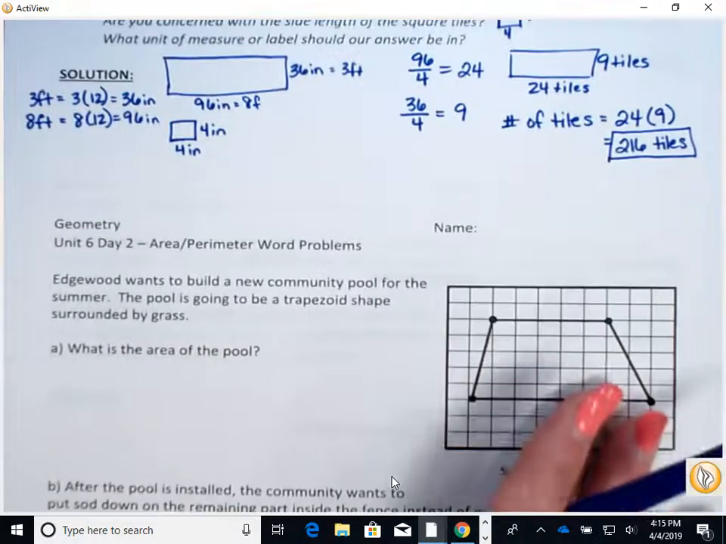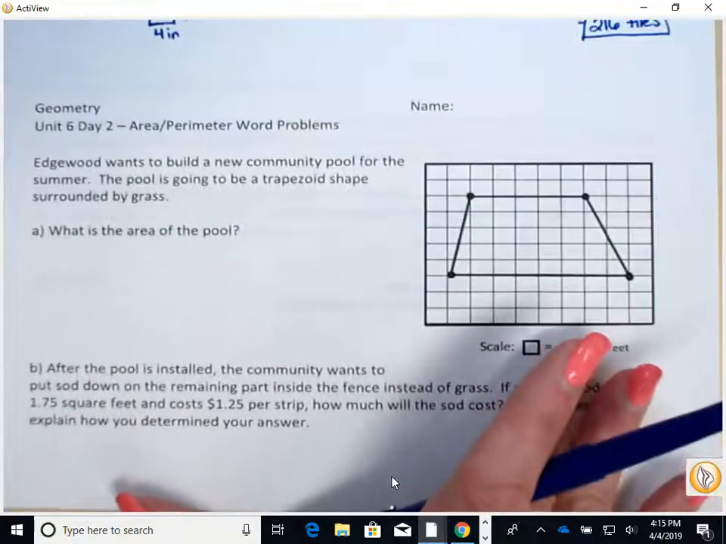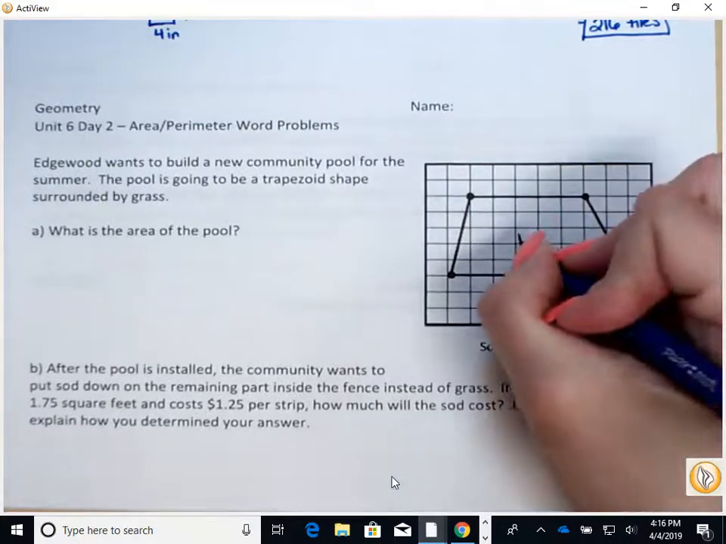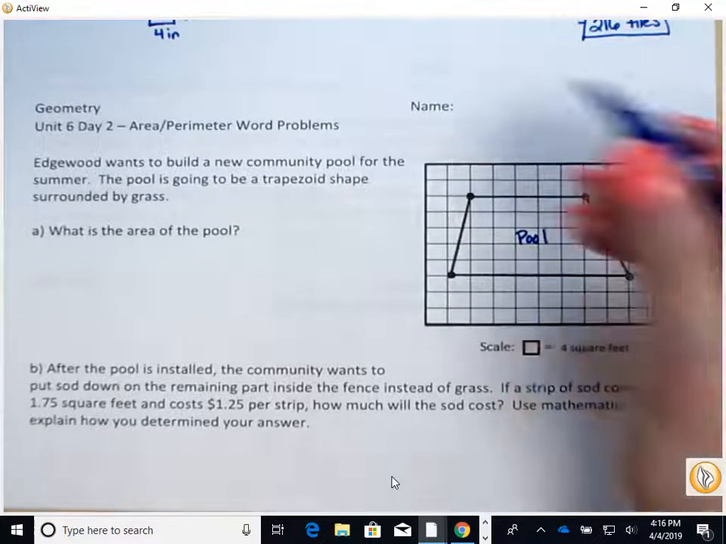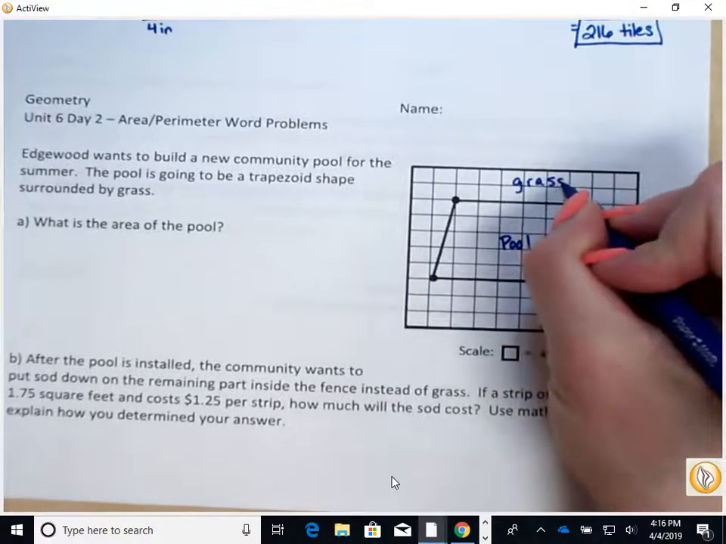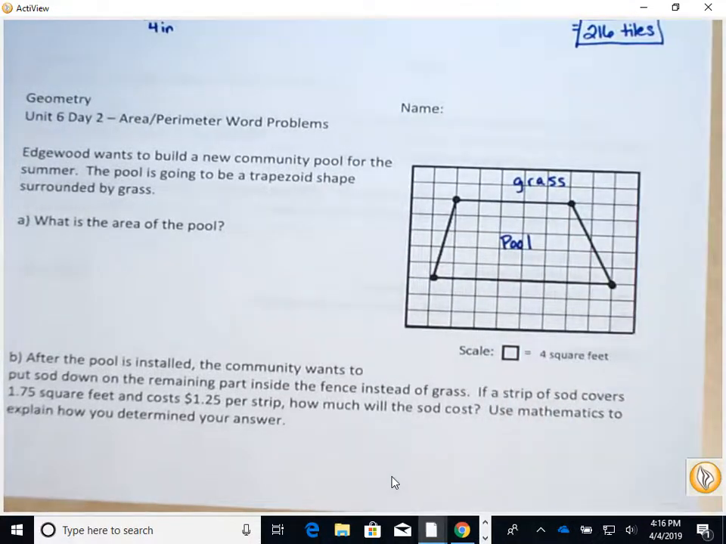All right, let's do another one. It says Edgewood wants to build a new community pool for the summer. The pool is going to be a trapezoid shape surrounded by grass. So here you've got your pool, and then out here around the pool is our grass. Okay, we're making a trapezoid shaped pool, and they want to know what is the area of the pool. So we've got to find the area of a trapezoid.